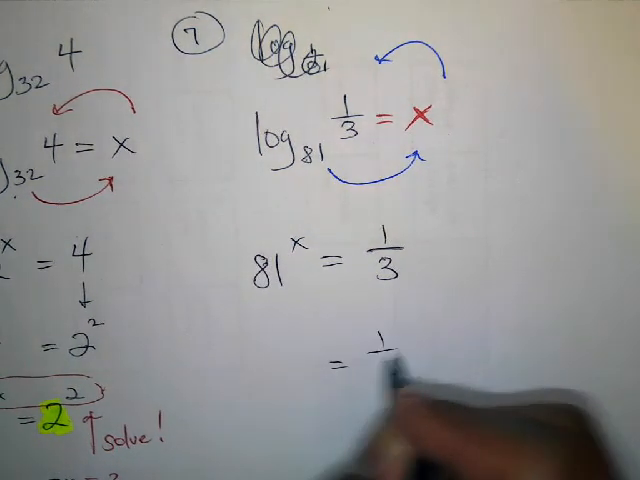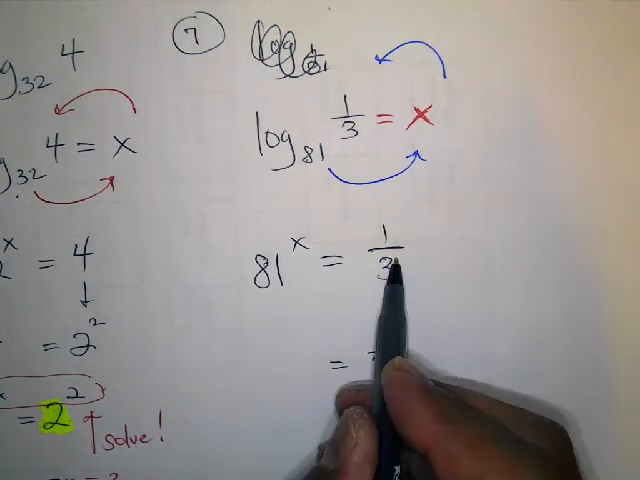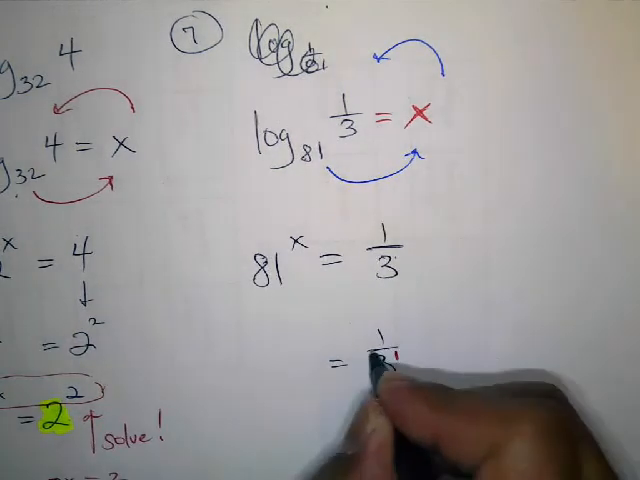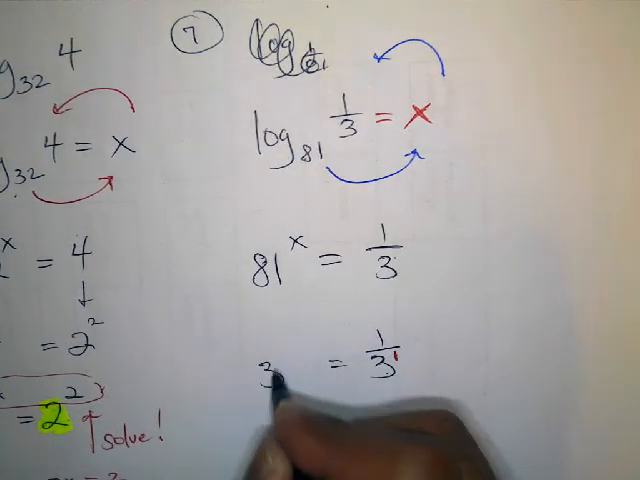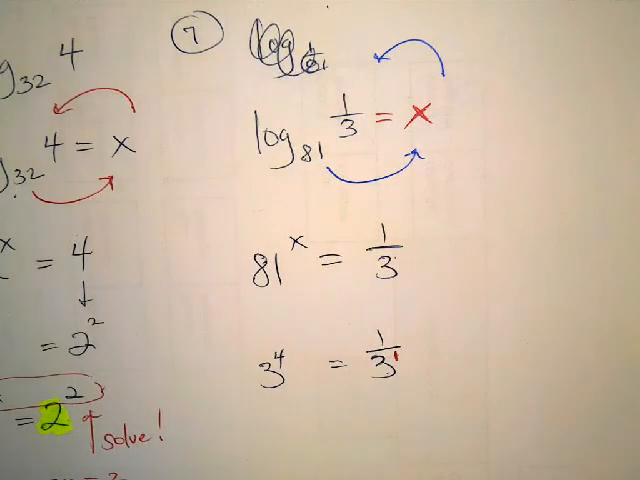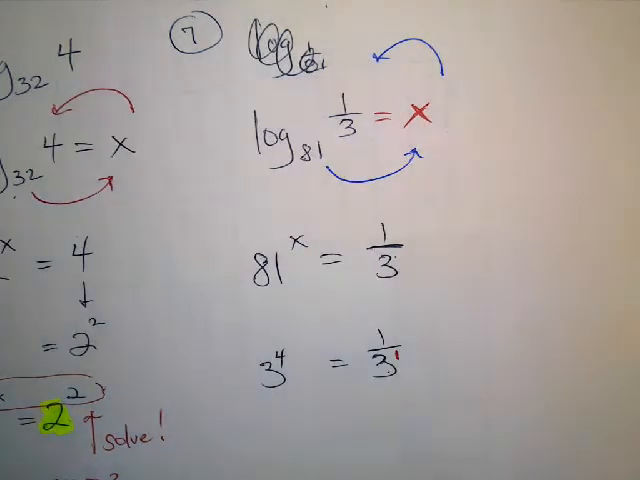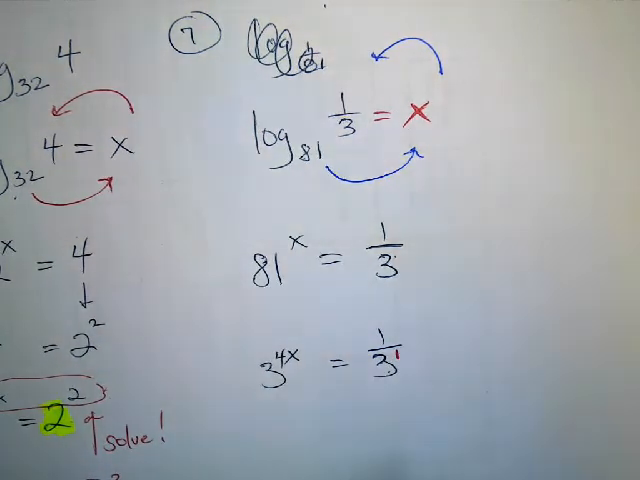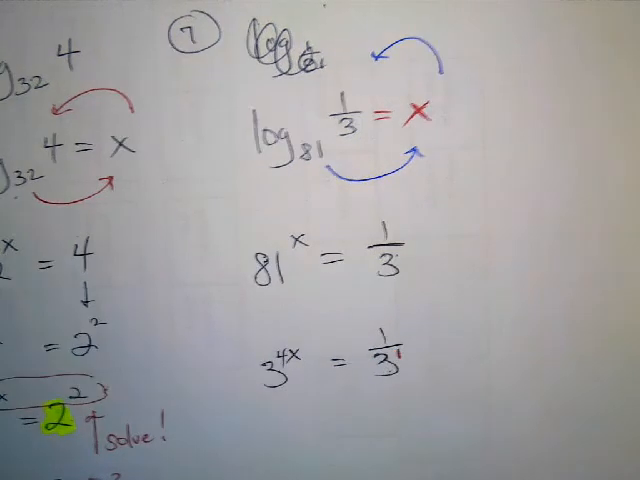And what do we do here? Let's not forget, we're trying to get the same base. Same base, same base. So that's going to be 1/3. And 81 can be written with a base of 3, yes. And remember, this is 3 to the power of 1. We want to see a base and an exponent. This is going to be 3 to the power of 4, and don't forget the x.